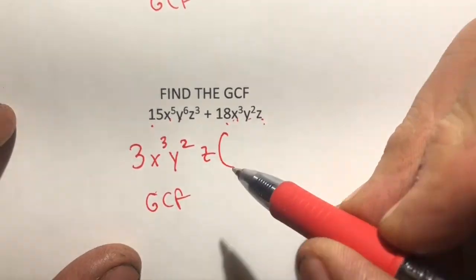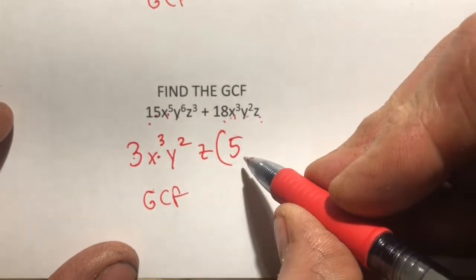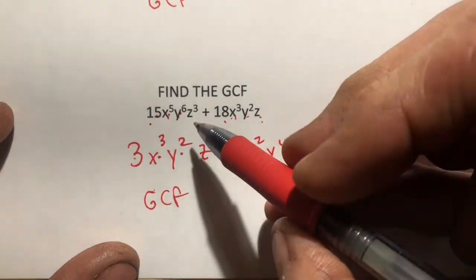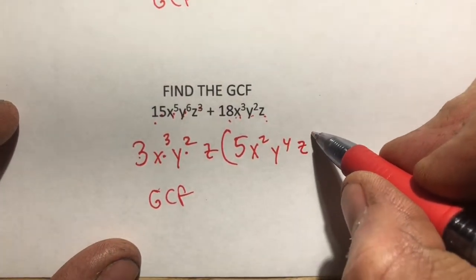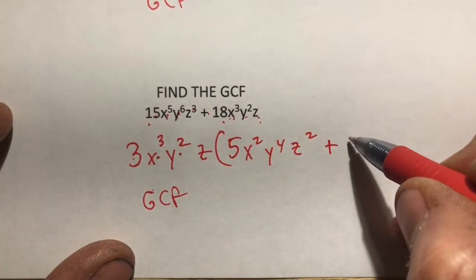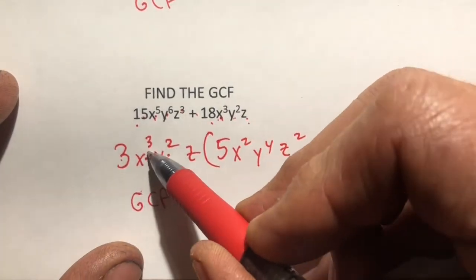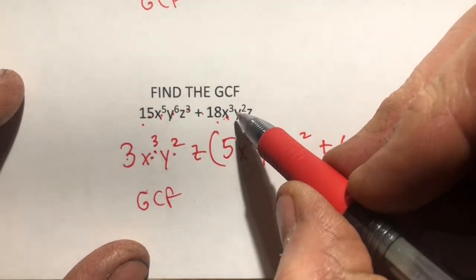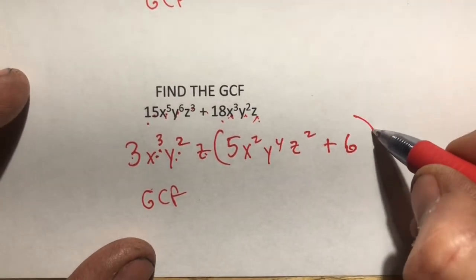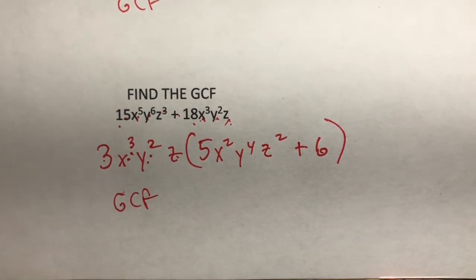Okay, well, let's factor it out. So 15 divided by 3 is 5. x^5 divided out x^3 would be x^2. y^6 divided by y^2 would be y^4 left over. And then z^3, take a z, would be z squared. Okay, plus 18 divided by 3 would be a plus 6. x^3 divided by x^3 would be no x's. y^2 divided by y^2 would be no y. z divided by z would be no z. So there you go, that's just a 6. And that's my greatest common factor factored out.